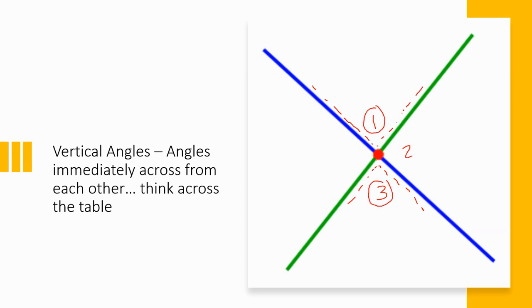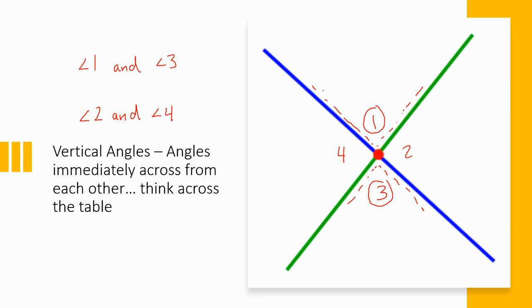So what I imagine is this red dot is the center of a table. Person 1 sits across from person 3. The ones across from each other are vertical. So what we're looking for is a pair of angles. Angle 1 and angle 3 are called vertical. Now, angle 2 and angle 4 would be a second pair of vertical angles.